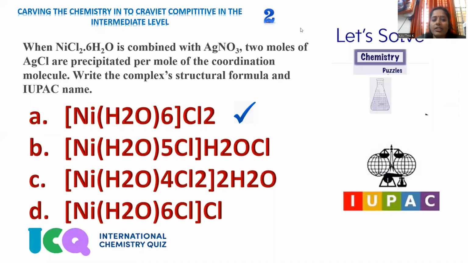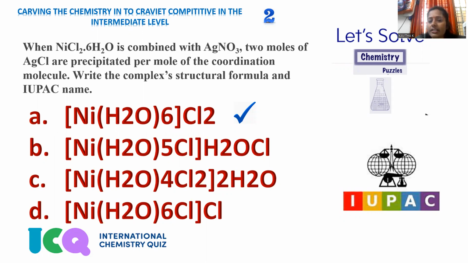Let's move on to question number 2. When NiCl2·6H2O is combined with silver nitrate, 2 moles of silver chloride are precipitated per mole of the coordination compound. Write the complex structural formula and IUPAC name. These many options are provided. In problem number 2, they are asking for the structural formula and the IUPAC name of the compound. If you carefully observe, the reagent is silver nitrate.